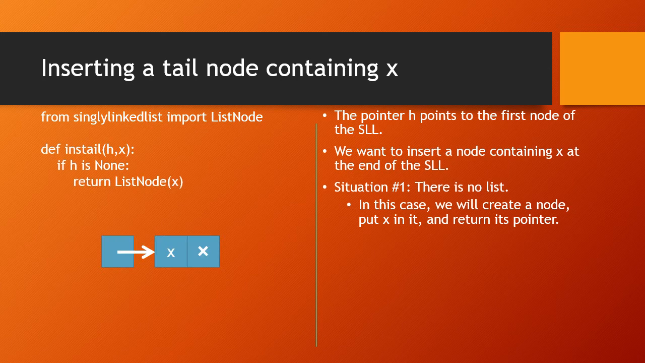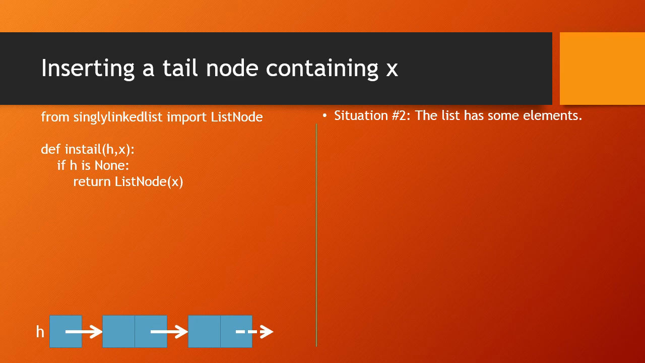This is how we do it. We call the init function of the class list node, pass it the value x, it creates a node, it creates a pointer to that node, and we return that pointer. But this was when we were given a list which does not exist. So what happens when the list has some elements? Look at h here. It points to a list. I don't know how many elements there are, but there are elements.